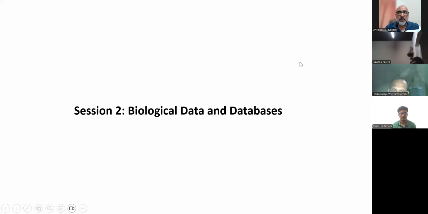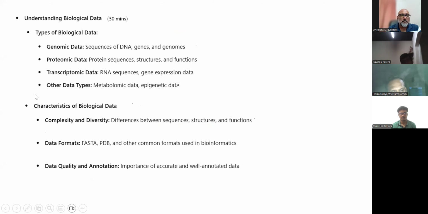Now the next section that we are planning to get into is the biological data and databases, right? So as we said, where does this biological data come from? It comes from genes, right? DNA sequences, genes and genomes, and it comes from proteomics. Usually the data that we handle in bioinformatics is called omics data.